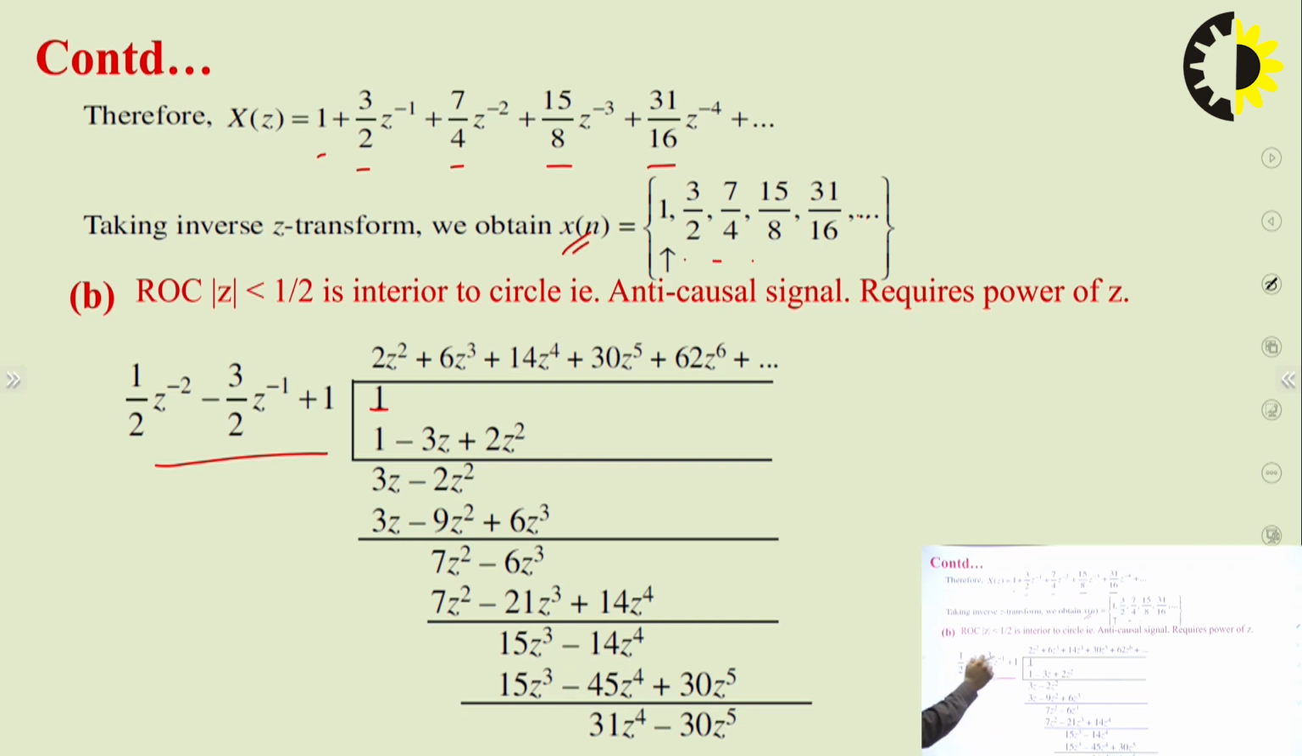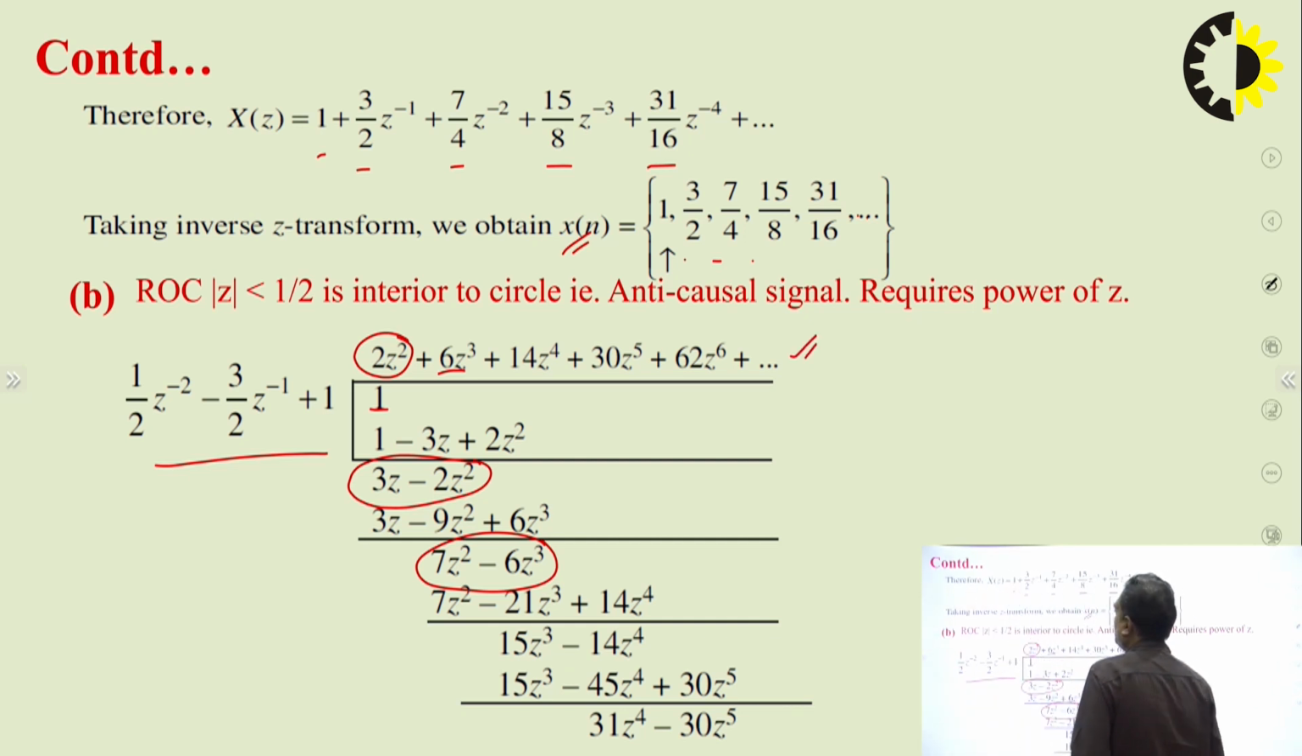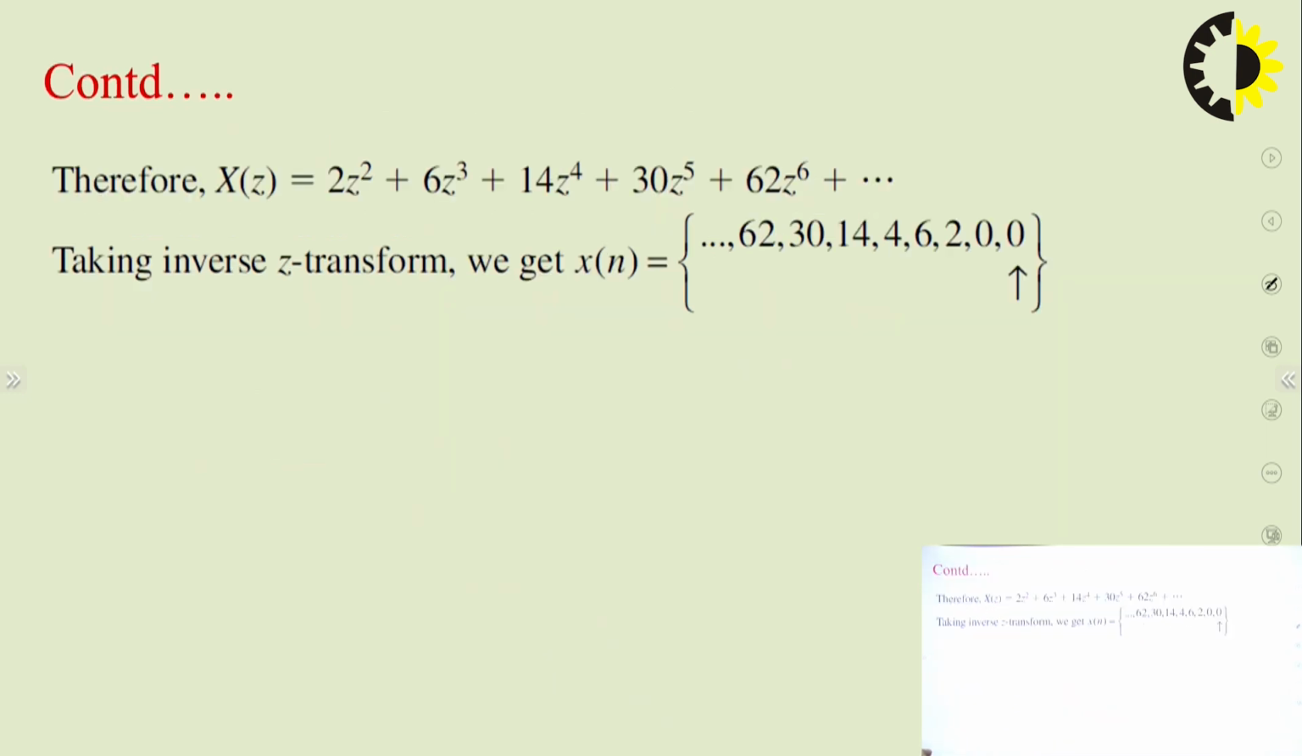Now you are expecting positive powers of z, so you will try to cancel out this term. You have to take 2z square first, so that after multiplying it, the remainder is this. Then you will take this value, so that you will get this remainder, and like this. So you have the solution in positive powers of z, as you can see here. X(z) will become 2z square plus 6z cube plus 14z to the power 4, and like this.